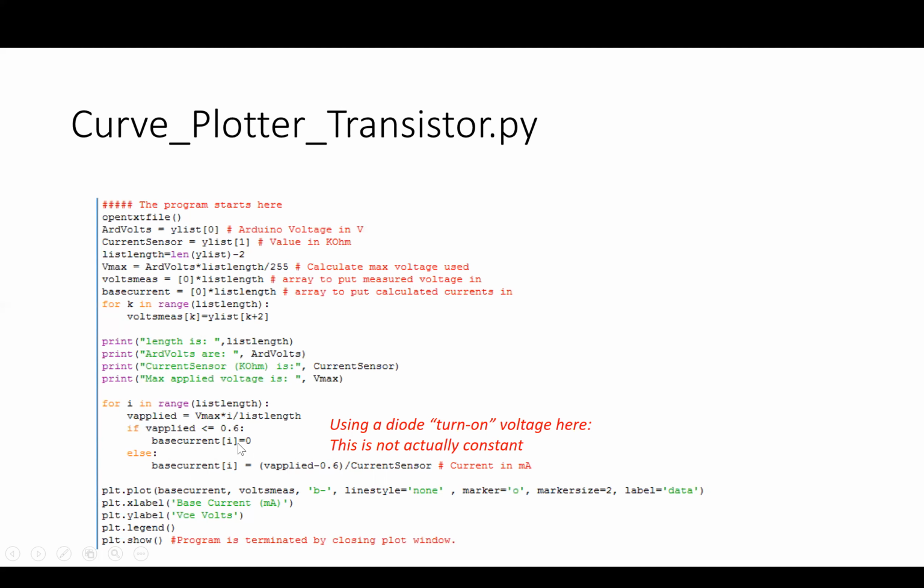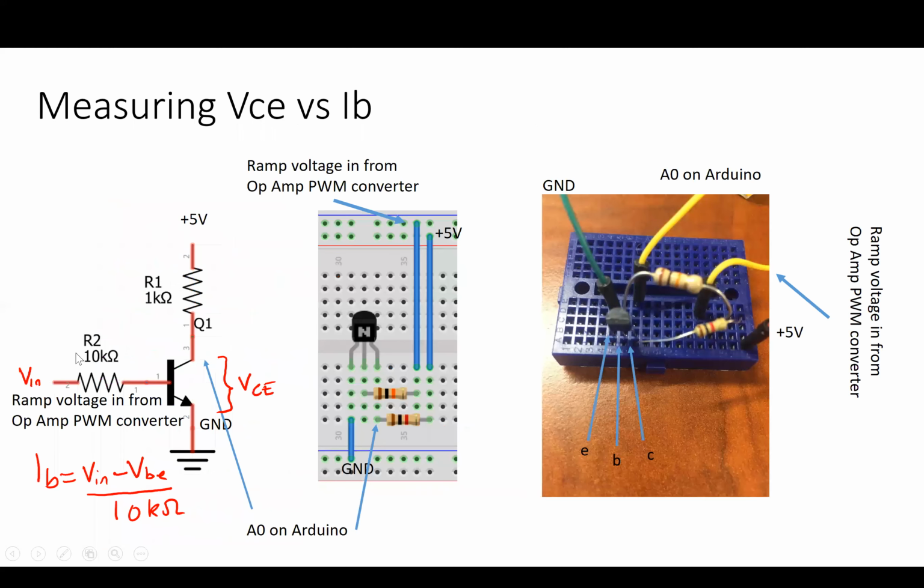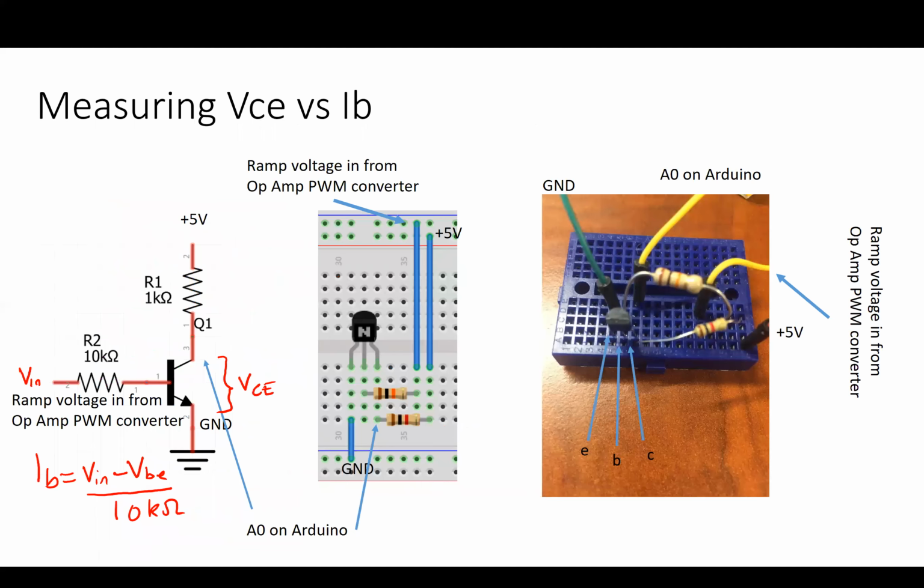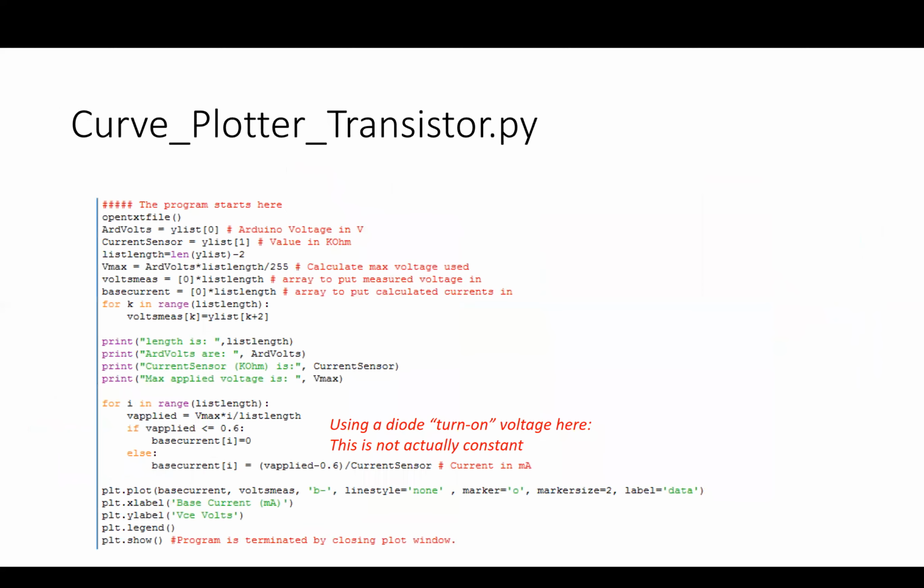So we're going to fill this with zeros till V applied gets to 0.6 volts. Once we exceed 0.6 volts, we're then going to take V applied minus 0.6. That is the voltage across this base resistor here. And we are going to divide it by the current sensor, which in this case is 10 kilo ohms. So when you run the range program, enter 10 kilo ohms here. And then we have our base current.